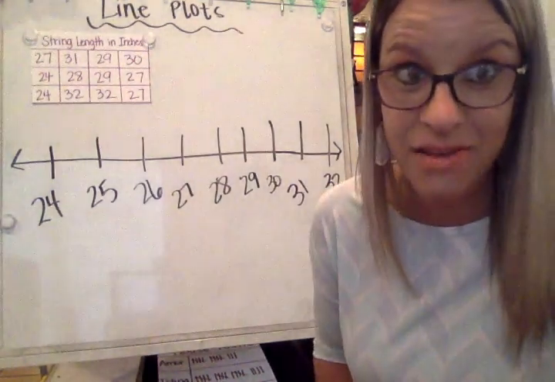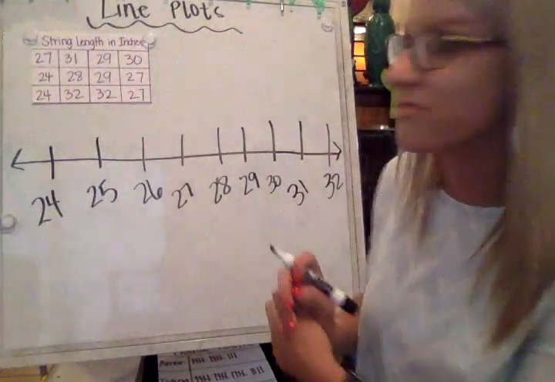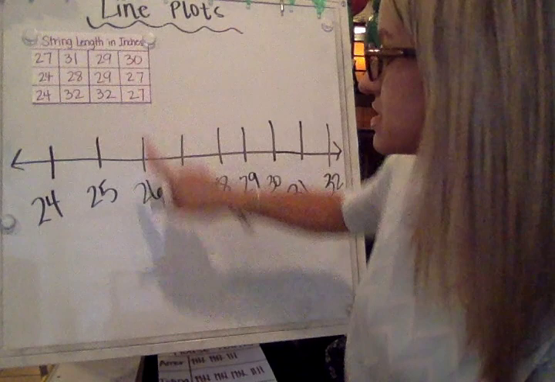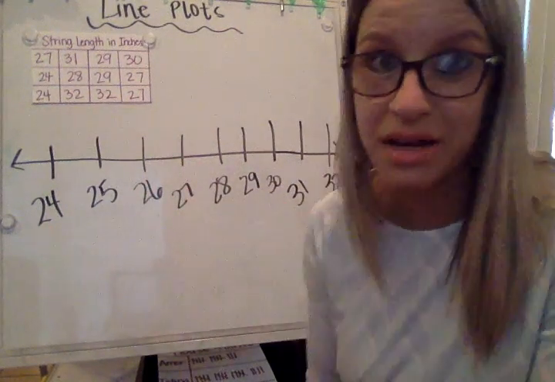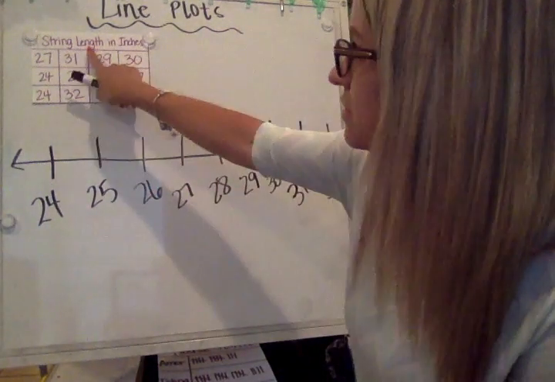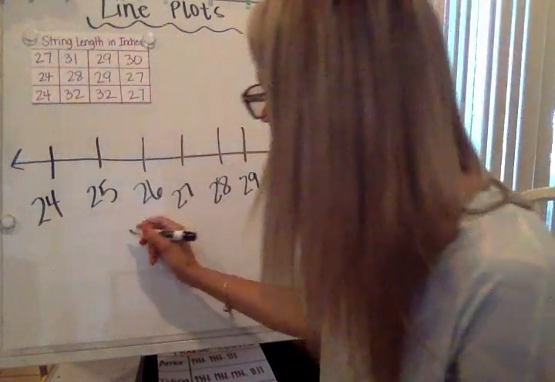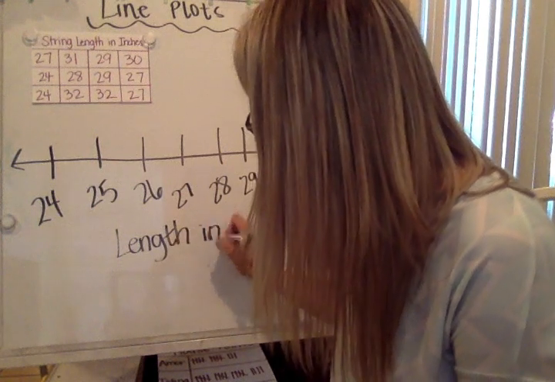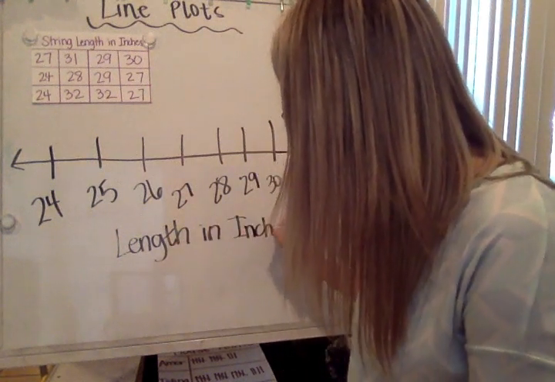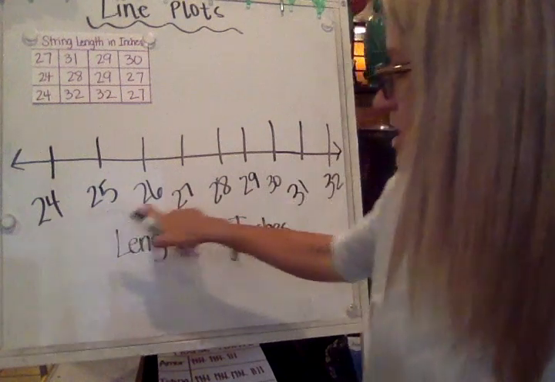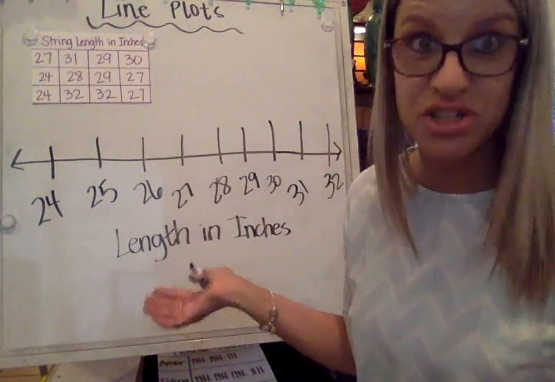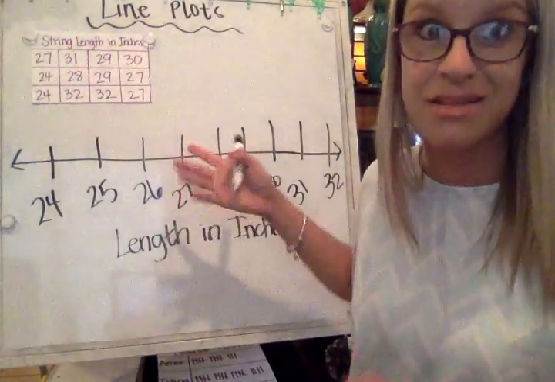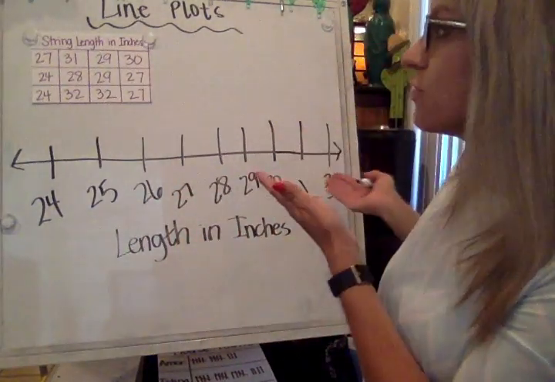Next, I'm going to look at the title of my chart where I'm getting my data from. Remember, data is just the information. So it says string length in inches. So at the bottom, that's where I'm going to label, and I'm going to say the length in inches. That tells me that each of these numbers is representing an inch measurement. So this is measuring 24 inches. Number 27 tells 27 inches, and so forth.